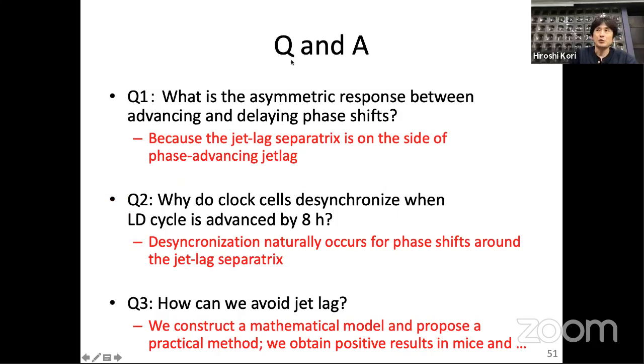And we have these questions and answers. Question 1, what is the asymmetric response between advancing and delaying phase shift? I will come to this point. This is the answer: because the jet lag separatrix is on the side of phase advancing jet lag. And question 2 is, why do clock cells desynchronize when the LD cycle is advanced by 8 hours? Our answer is that desynchronization naturally occurs for phase shift around the jet lag separatrix. And how can we avoid jet lag? Okay.